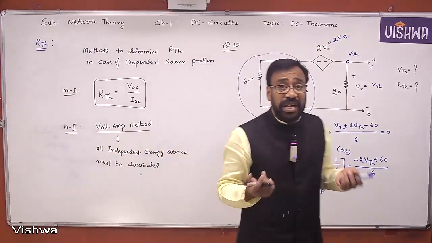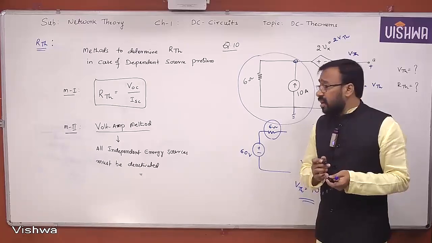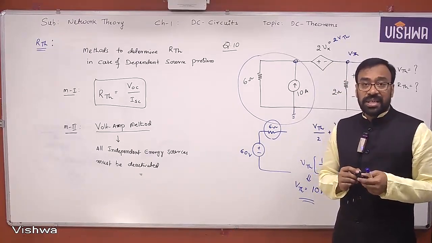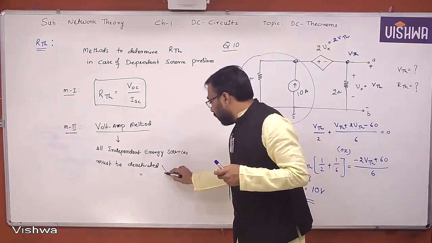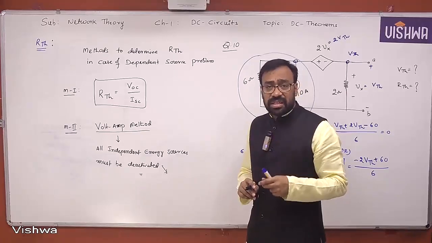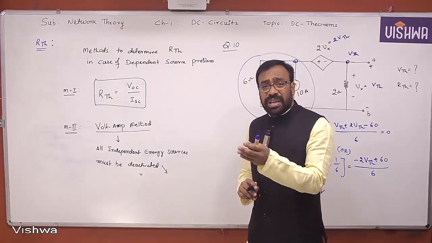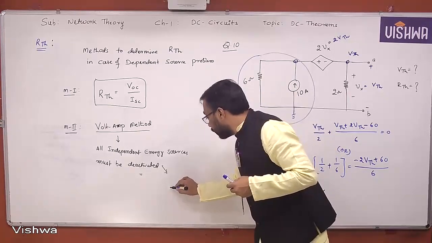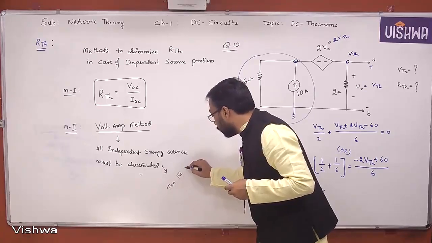What do you mean by deactivating the source? You already know: replacing those energy sources by their internal resistances. Understand all of you? What will happen when you replace all independent energy sources by their internal resistance, or deactivate the independent energy sources? The resulting network is assumed to be passive.